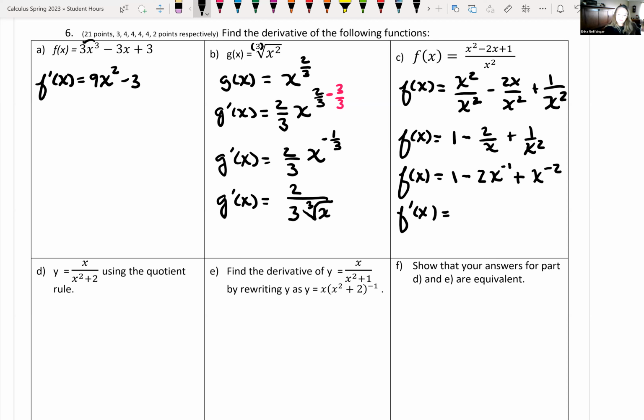So we can take the derivative of a constant 1, which is 0. The derivative of negative 2 times x to the negative 1 power: bringing our exponent down front, negative 1 times that negative 2 is 2. Subtract 1 from our exponent, we get negative 2. Plus, bringing our exponent down front for x to the negative 2, we have negative 2. Subtracting 1 from our exponent, negative 2 minus 1 is negative 3.